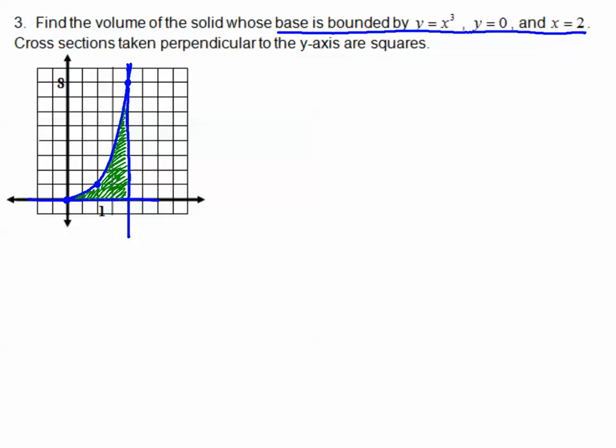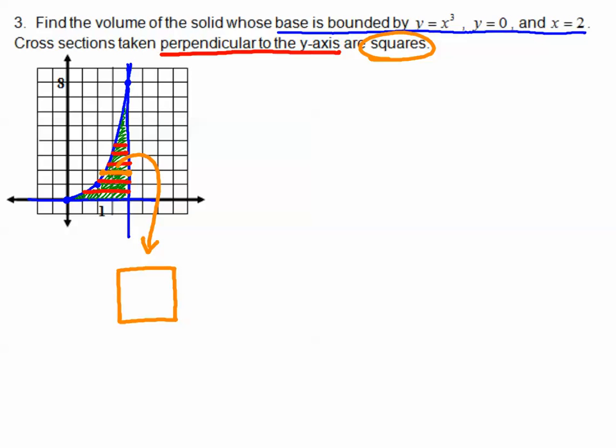Okay, let's read the rest. Cross sections are taken perpendicular to the y-axis. Okay, so I'm going to slice this way. So I'm just going to take a representative slice right here. Of course, we know there are an infinite amount of slices here, here, here, here. I can keep slicing, but I'm just going to take one representative slice. So just one of these slices. And I'm going to look at one of these slices as a frontal view. They are squares. So again, like the previous one, we have a square.